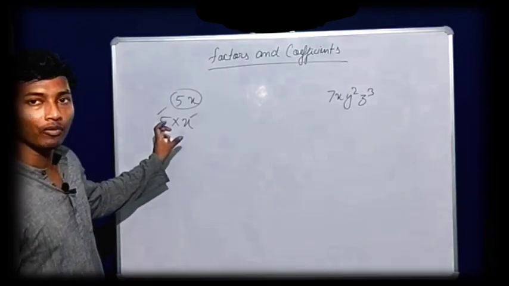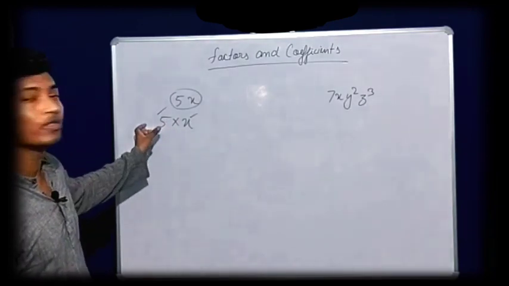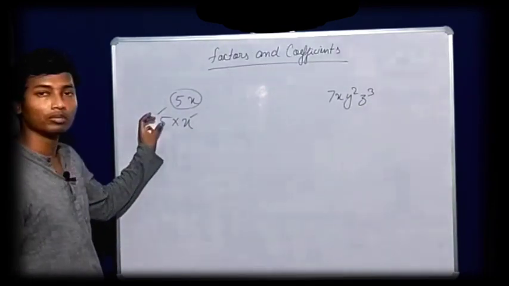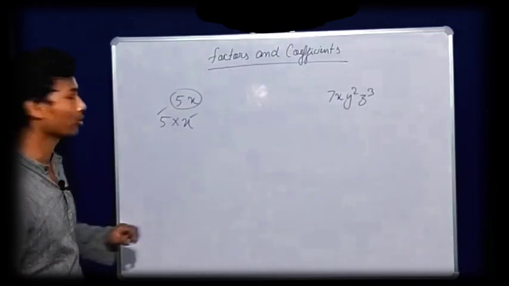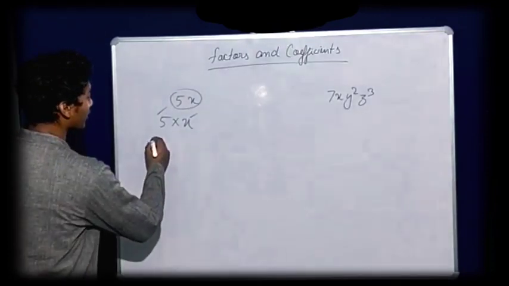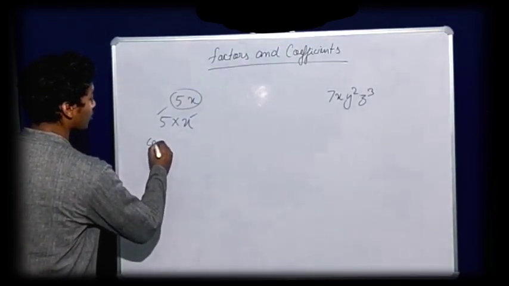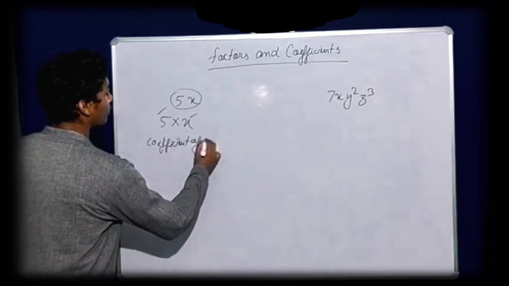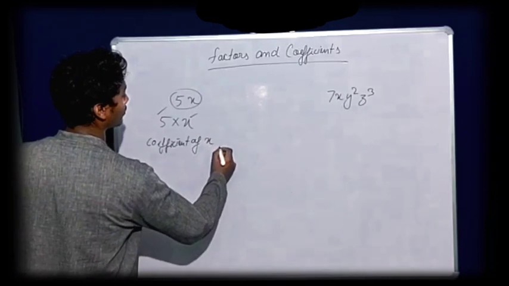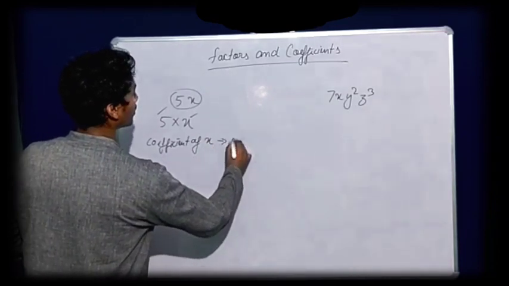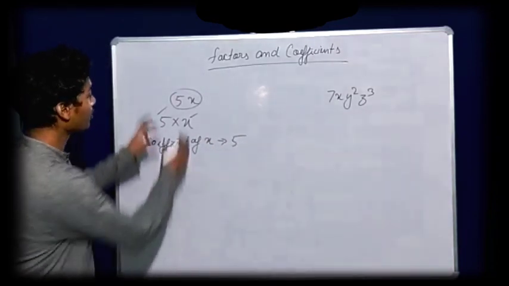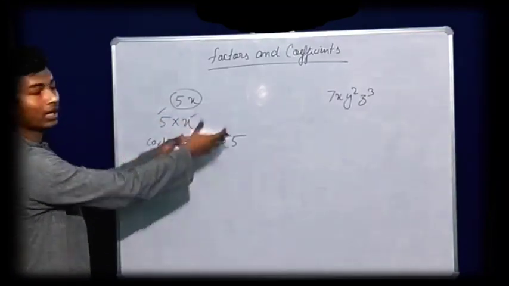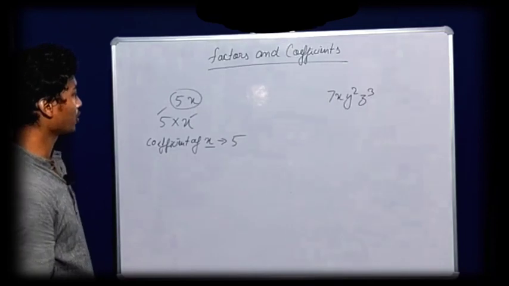Each factor of a term is the coefficient of the remaining factor. So here if I say what is the coefficient of x, it will be 5. The remaining factor is 5. If I am asking the coefficient of x, the remaining factor is 5. That will be the coefficient of x.